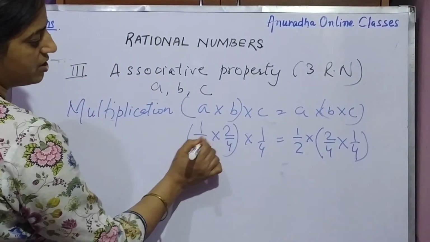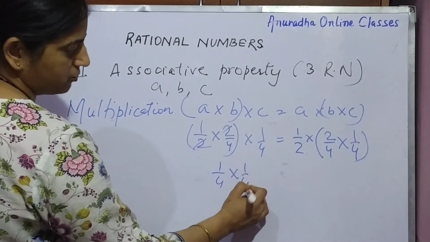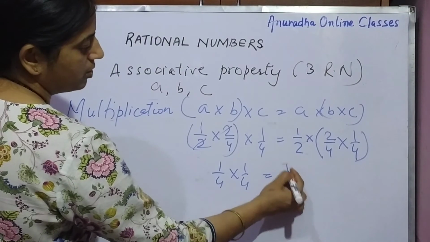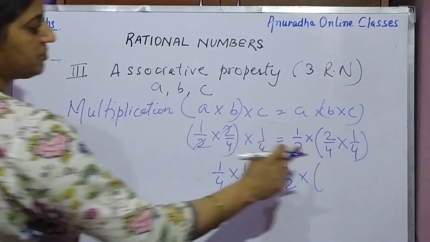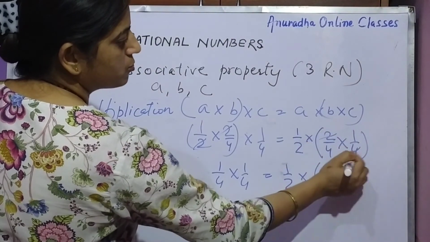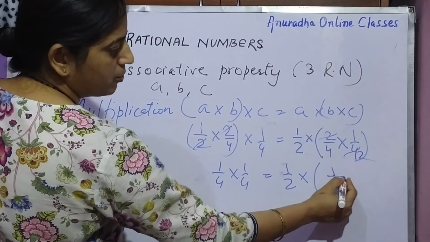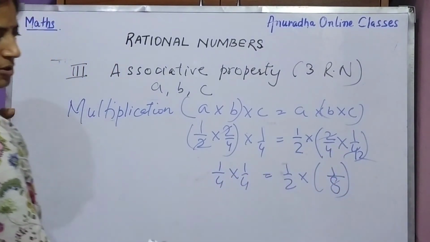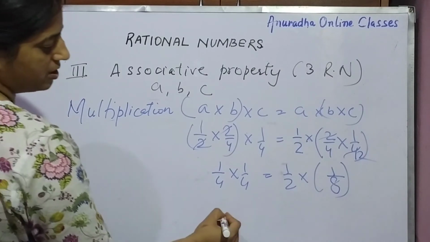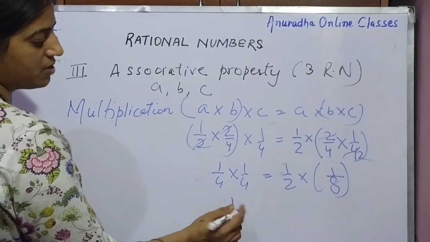Here you will get cancel. This is 1 upon 4 into 1 upon 4. Okay. This is equal to 1 upon 2 into this is what? 2 2s are 4. Cancel हो गया ये. So this is 1 upon 4 2s are 8 और नहीं कट रहा तो multiply हो जाएगा denominator. What will get here? See, here will get 16. 4 4s are 16 and 1 1s are 1.